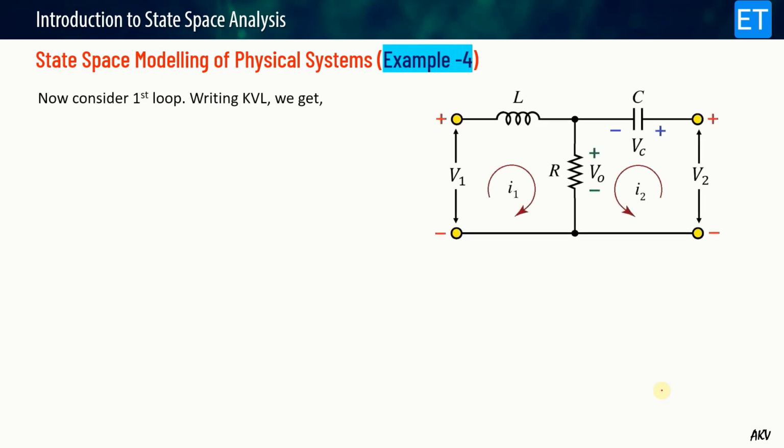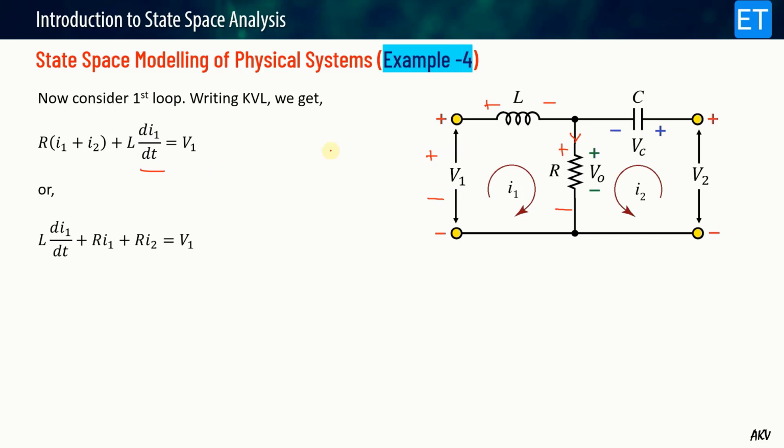So writing the KVL in the first loop, this is the equation. So this is the voltage drop, that is R into I1 plus I2, because the central branch is carrying both the currents I1 and I2, plus this drop, that is L di1 by dt, and it is equivalent to this supply voltage V1. So this is the differential equation for loop 1, or just by opening it, this equation becomes L di1 by dt plus Ri1 plus Ri2 equal to V1.